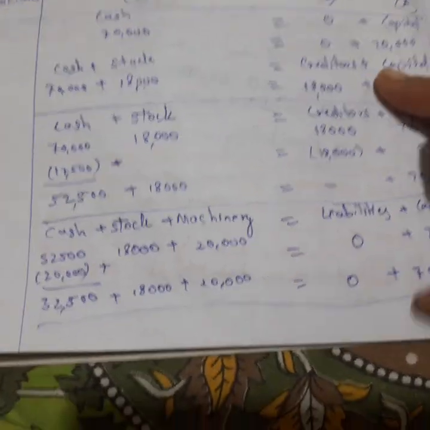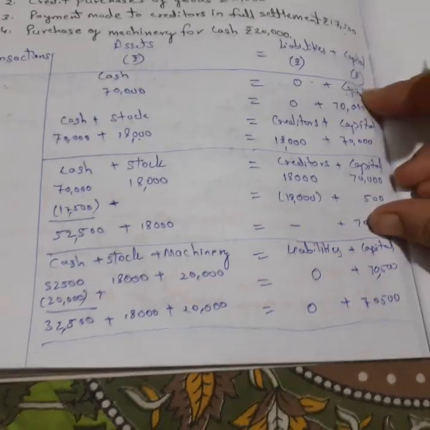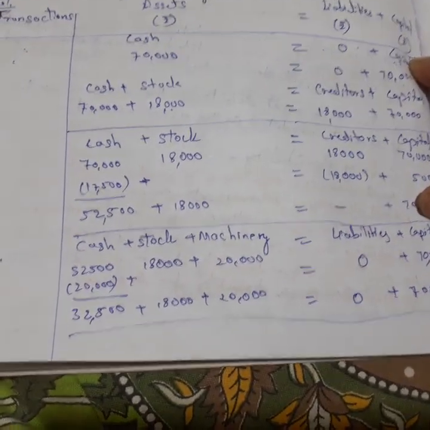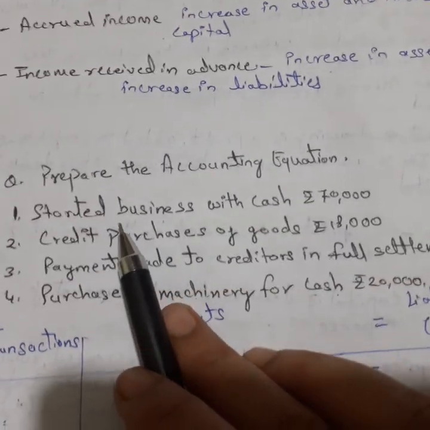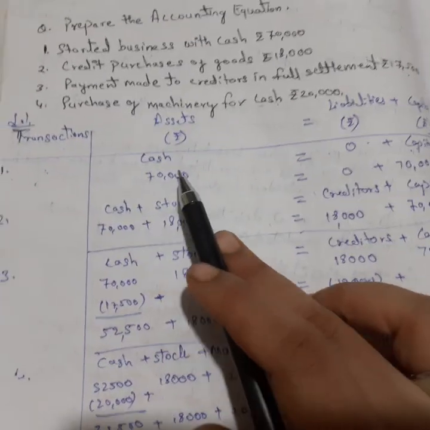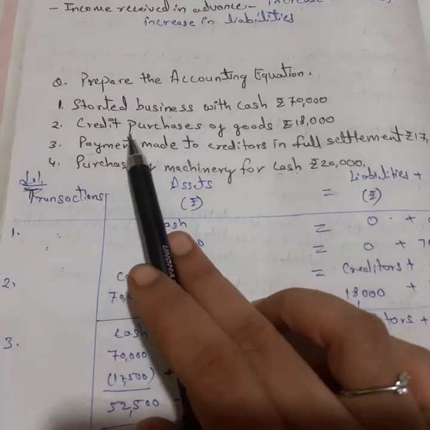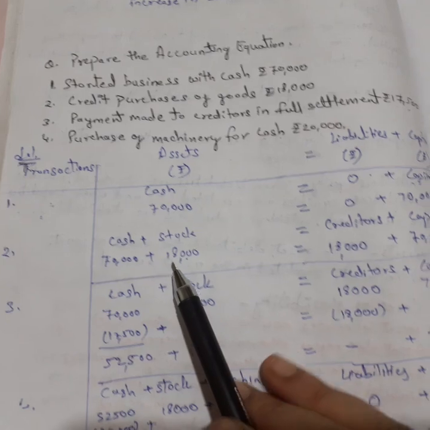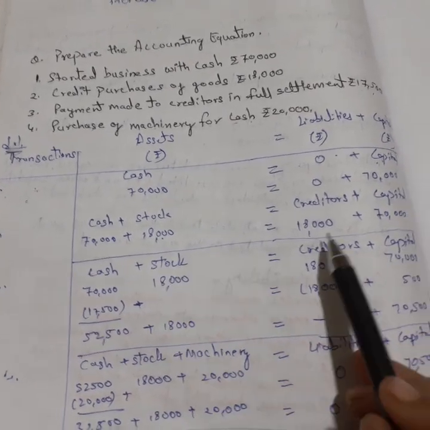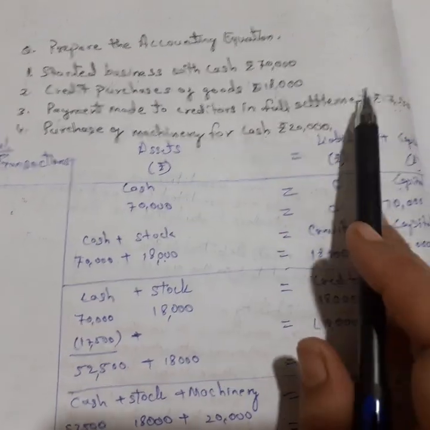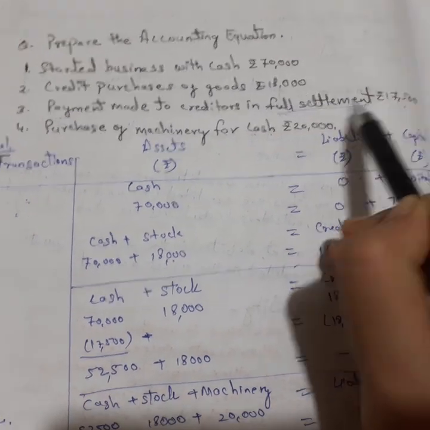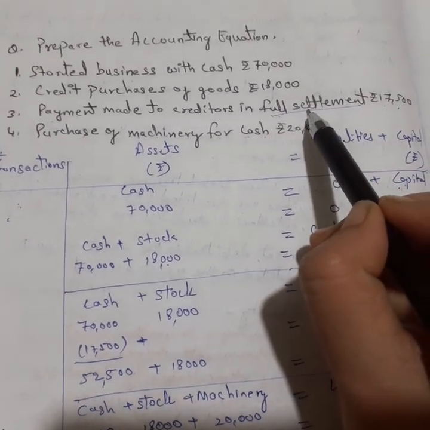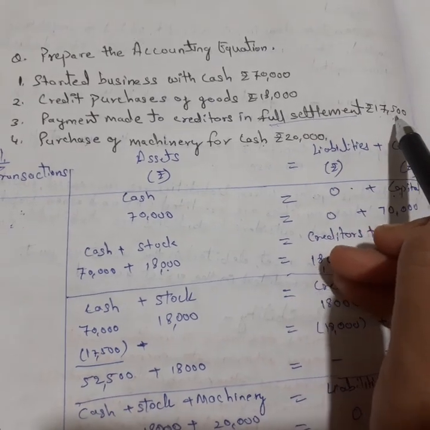So this is how the accounting questions are to be made. First of all, what you have to do, you have to keep a very keen eye on the transactions. Like in the first, it is said started business with cash. So cash increased, capital increased. Then it made a credit purchase of goods. So in the second point, stock and creditors both increased. Third point, it says payment to creditors in full settlement is an important phrase here. That means not a single rupee has to be paid more than the settled amount.